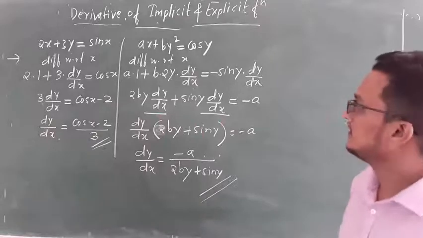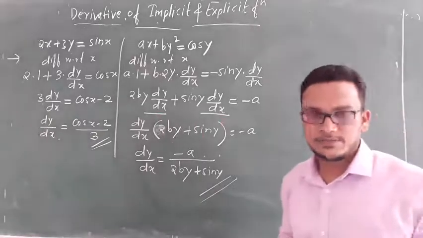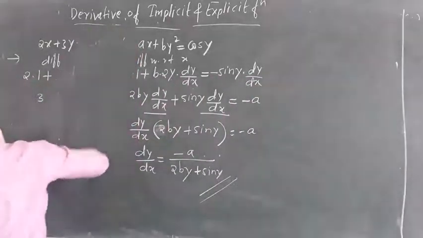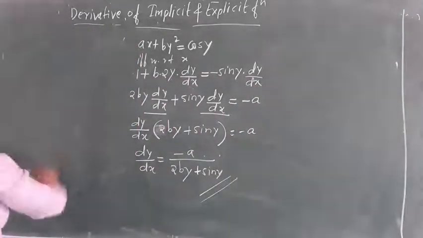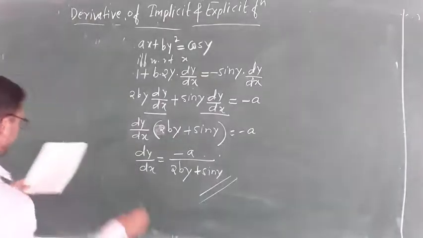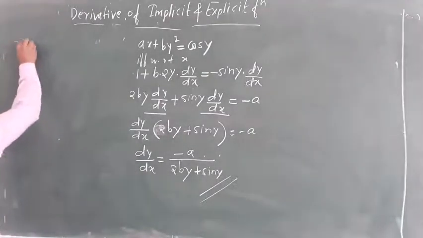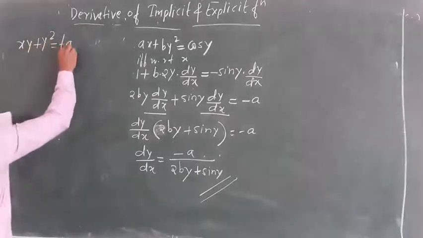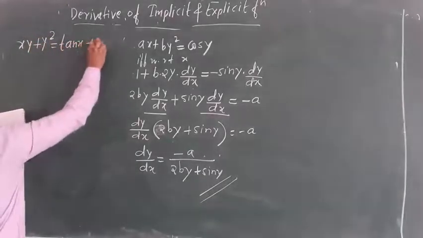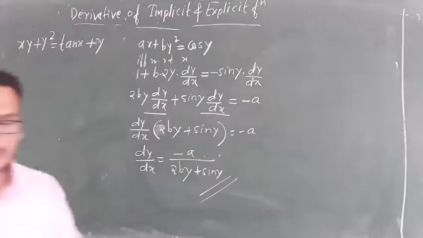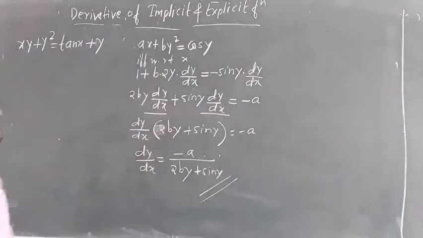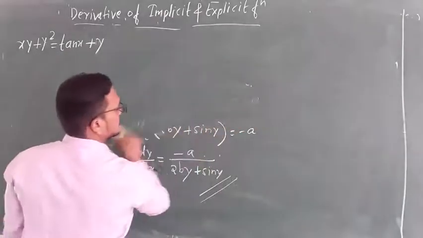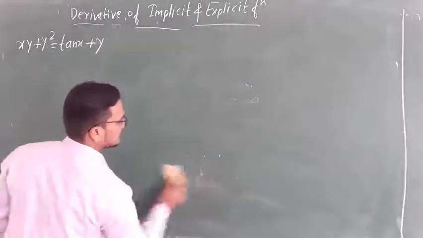Let us take the next example. Okay. I will write the example. xy plus y square is equals to tan x plus y. Okay, so we have to find dy by dx of this function.